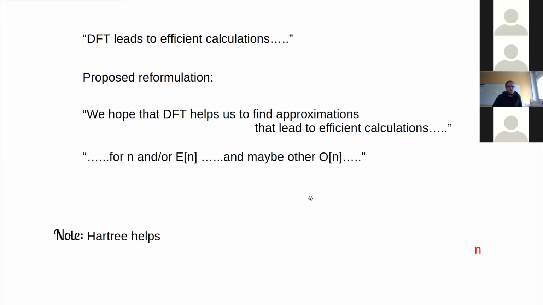Many people say that density functional theory leads to very computationally efficient schemes. As you see, actually what we should say is, because we don't know the exact explicit functionals, we hope that density functional theory helps us to find approximations which will lead to efficient calculations for the density and total energy and maybe other observables. And of course, we should also, to be fair, say that the fact that we know the Hartree energy explicitly in terms of the density, of course, is a big help in density functional theory.